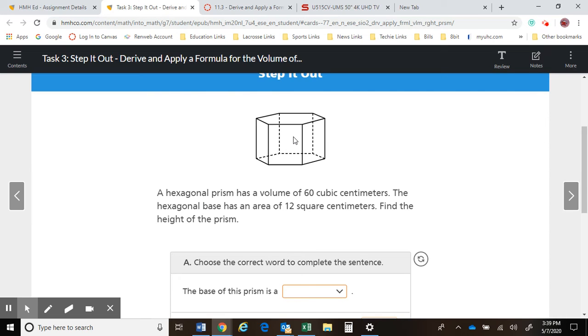So normally I would need to know the area of the base and multiply it times the height. Okay, just like we did before. V equals capital B, where of course capital B is the area of the base and h is my height. So basically this is telling me that V equals 60, and it's telling me that capital B equals 12. Okay, so I need to find h. What would I do to find h?